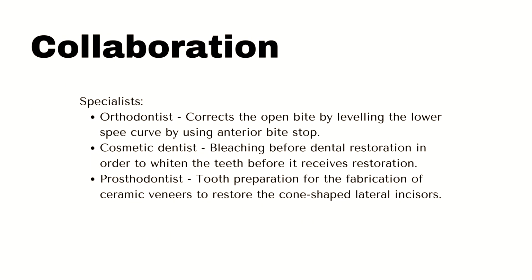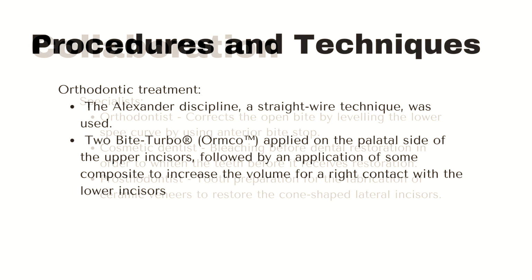Collaboration. The specialists: the orthodontist corrects the deep bite by leveling the lower curve of Spee using an anterior bite stop. Orthodontists are dentists who aim at the alignment of your teeth. The cosmetic dentist does bleaching before dental restoration in order to whiten the teeth before they receive restoration. The prosthodontist is a dentist who prepares the teeth for the fabrication of ceramic veneers to restore the cone-shaped lateral incisors. Procedures and techniques.